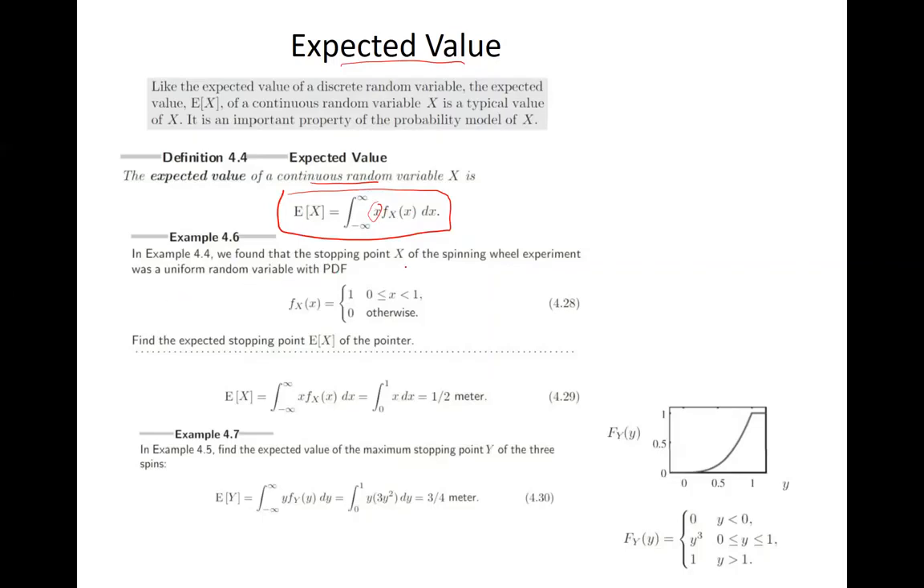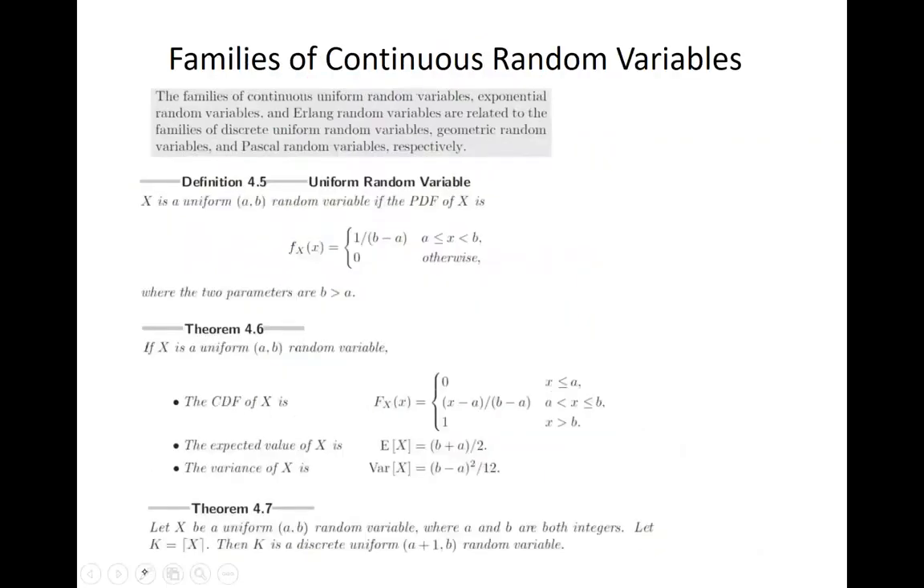Here we have an example. Here is the PDF, and we want to find the expected value of x. We simply integrate it, over 0 to 1. We insert 1 times x, so the result is 1.5 meters. Similarly, you can do this example from the textbook.